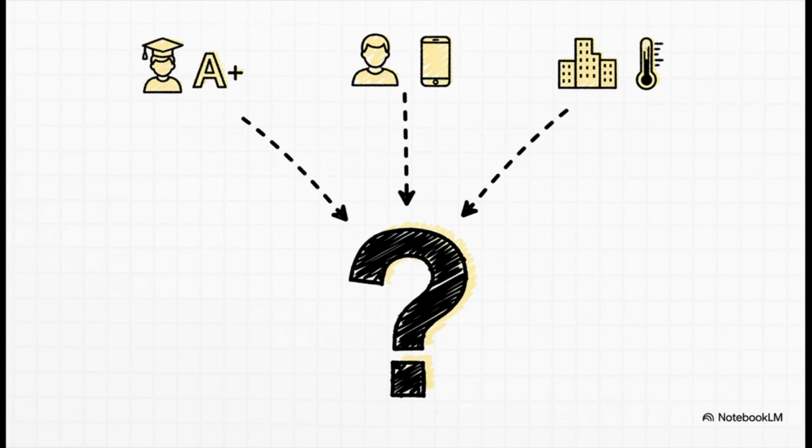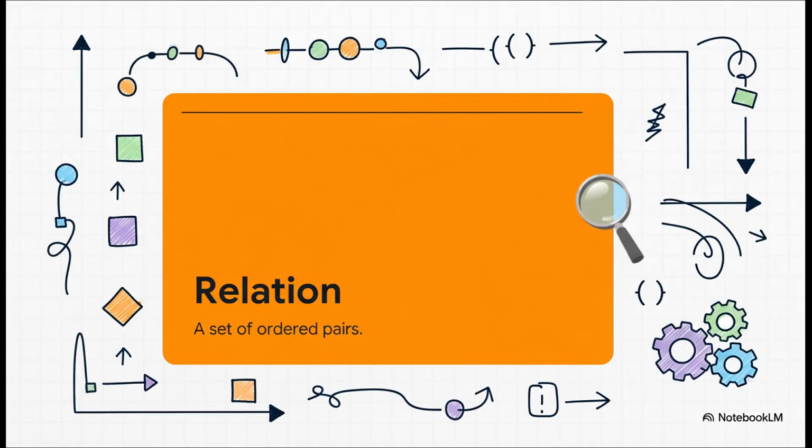You see the pattern now? So a student and a grade, a person and a phone number, a city and a temperature, all of these pairings, they all share the exact same underlying structure. And you guessed it, in math, we've got a formal name for these kinds of connections. It's called a relation. And the definition? It's almost shockingly simple. A relation is just a set of ordered pairs. That's it. It's just the fancy mathematical way of saying, hey, these two things go together.